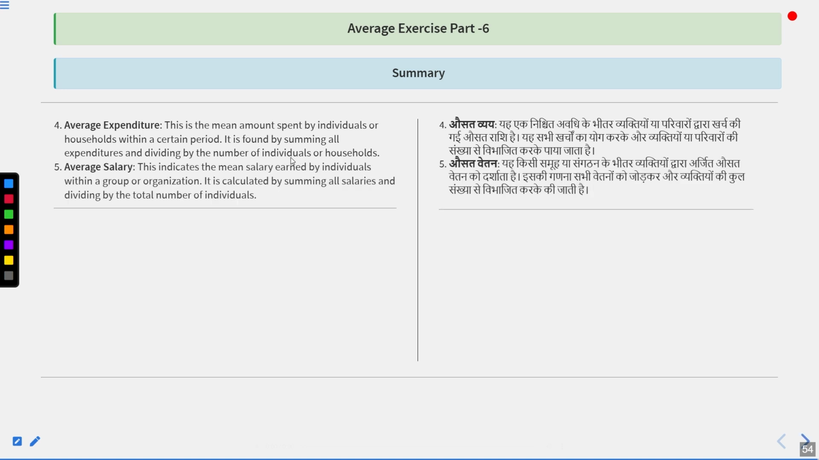What is average salary? This is the mean salary earned by individuals within a group or organization. It is calculated by summing all the salaries and dividing by the total number of individuals.